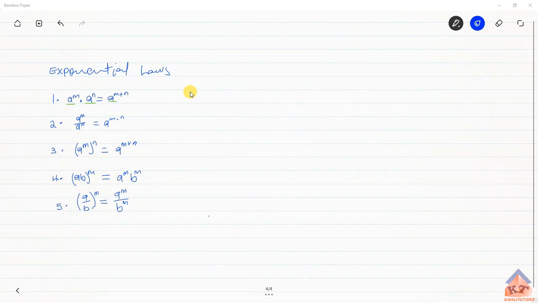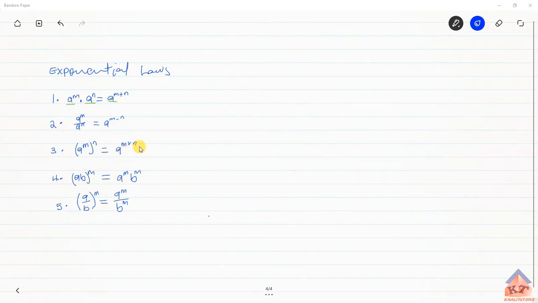Let us move on now to law number 3. Law number 3 tells us that if you've got a number a raised to an exponent m, which is enclosed in brackets raised to an exponent n, to get rid of the brackets, you simply multiply the exponents, and then what you will have is a to the power m multiplied by n.